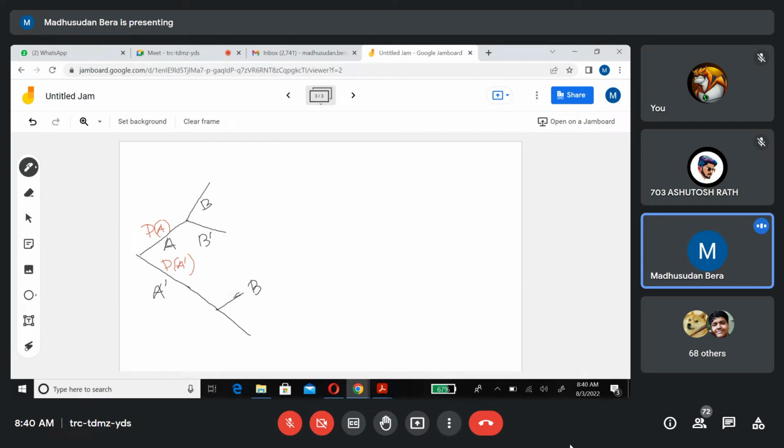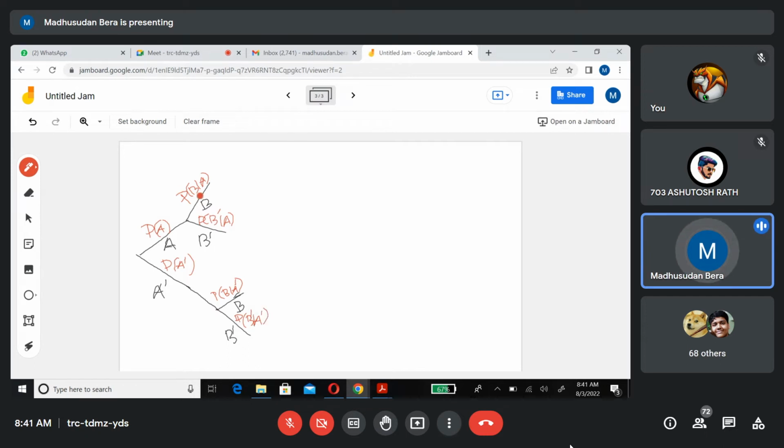B and B dash. Then we will assign probabilities. So after this B, when B happens, A has already happened. So here we will write B given A, meaning A has already happened, assuming that, we are finding the probability of B. So this is nothing but P of B given A. Here we will assign P of B given A. Here it will be P of B dash given A. Here, before B, A dash happened, so P of B given A dash. Here it is P of B dash given A dash.